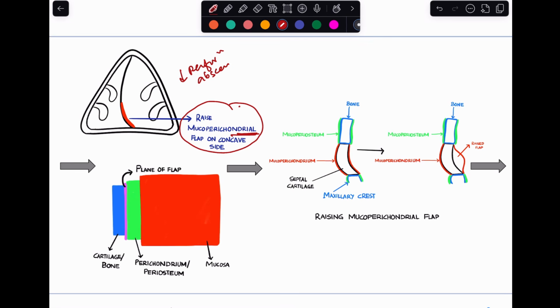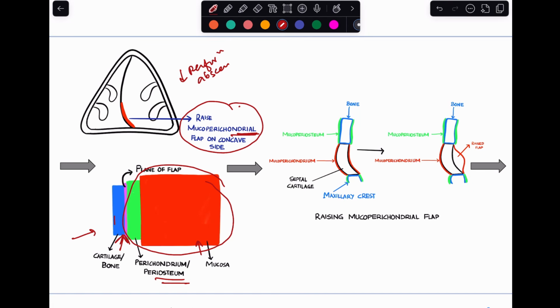And we raise the mucoperichondrial flap on the concave side. Now let's try to understand what is the plane at which we are raising this flap. Let's look at this image over here. We have the cartilage or the bone. On top of the cartilage, we have a layer of perichondrium, and on top of the bone, we have a layer of periosteum. And then on top of this perichondrium and periosteum, we have the nasal mucosa, which we are able to touch. When you put your finger in the nose, you're able to touch the nasal mucosa. So in between the cartilage and perichondrium is where we are trying to raise the flap. So we are trying to raise this mucoperichondrial flap.